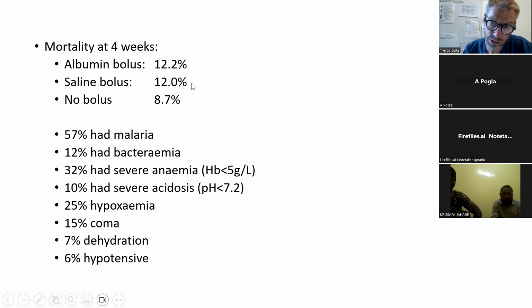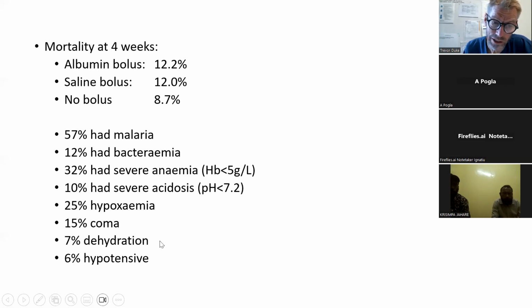The mortality rate in those that received a large bolus of fluid was 12%. And in those that didn't receive a bolus of fluid, it was 8.7%. But as I said, most of these children didn't actually have shock. Some of them did, but not most of them. Most of them had malaria. Many of them had severe anemia, a hemoglobin less than 5, very severe anemia. Some had severe acidosis. A quarter of them had severe hypoxemia.